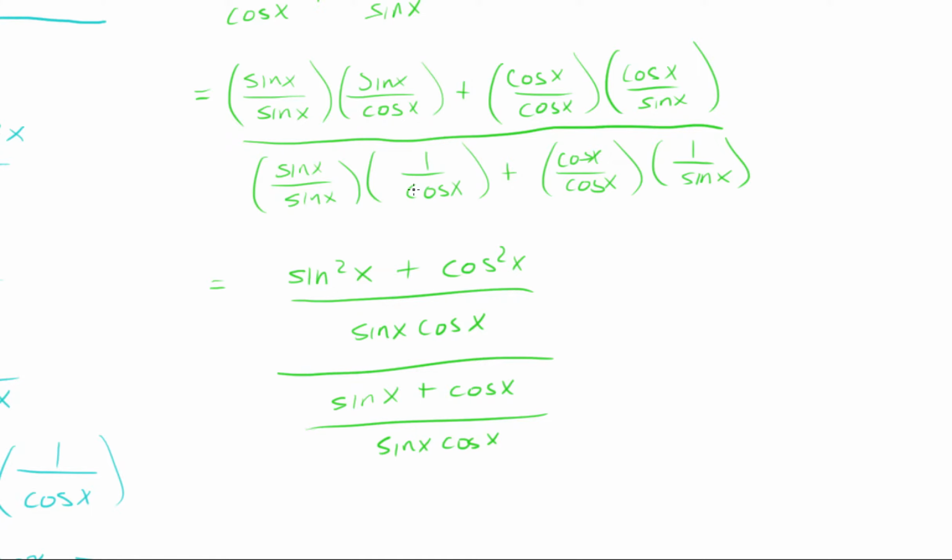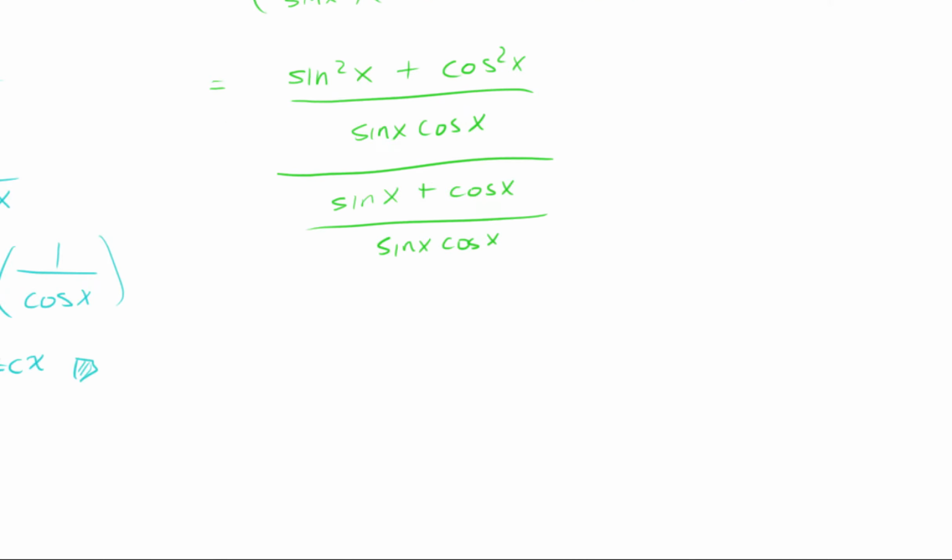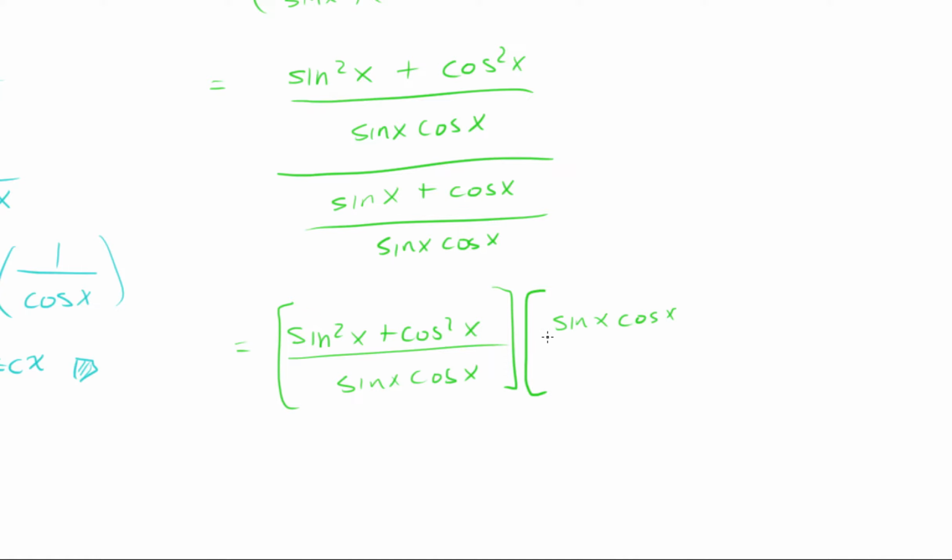Okay, again you have a fraction over a fraction. That's the same thing as taking the fraction at the top, leaving it fixed, so sine squared of x plus cosine squared of x over sine of x cosine of x, and multiplying that by the reciprocal of the bottom fraction. So sine of x cosine of x over sine of x plus cosine of x.